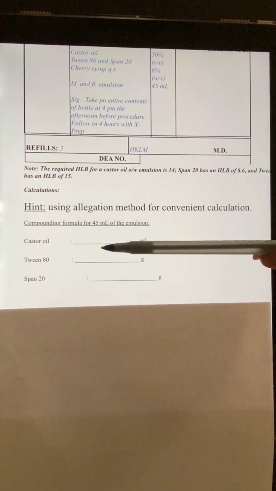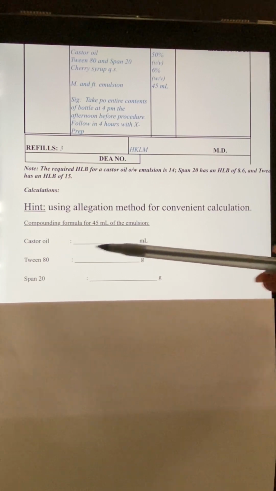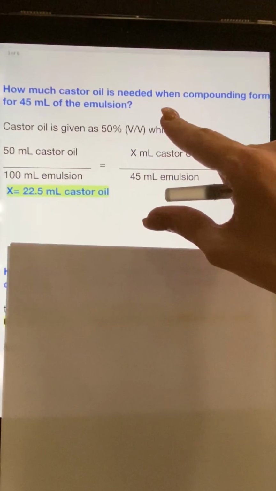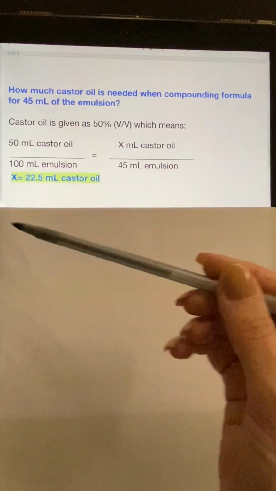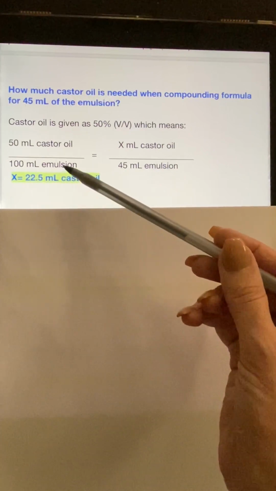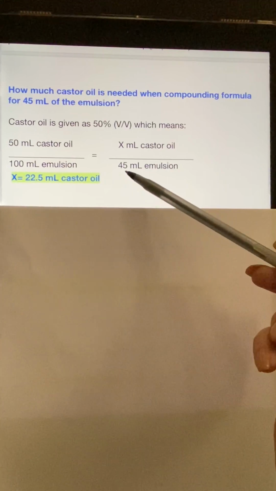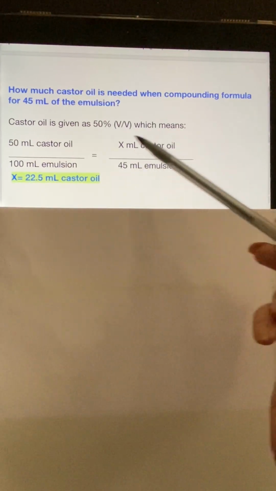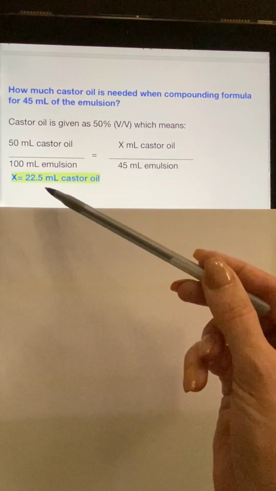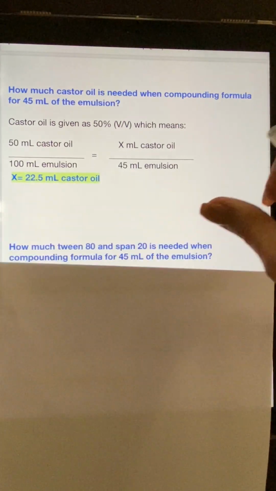So to start the calculation, we start with calculating the volume of the castor oil that is needed here. So per prescription, you know that in every 100 ml of the emulsion, you have 50 ml castor oil. If you are going to make 45 ml emulsion, how much of the castor oil in milliliter you need? And the answer is 22.5 ml.